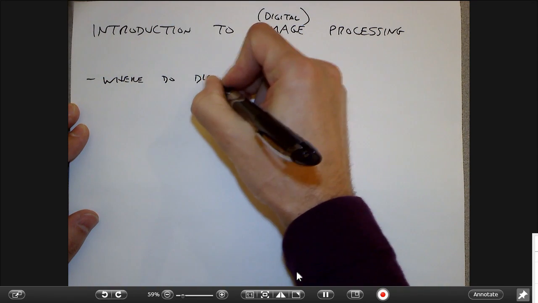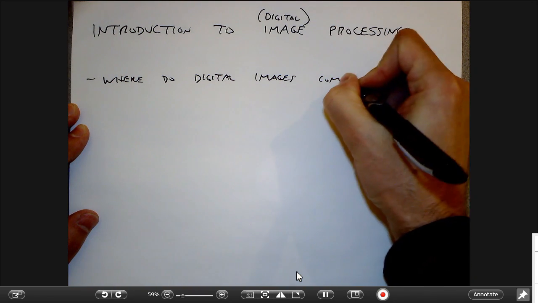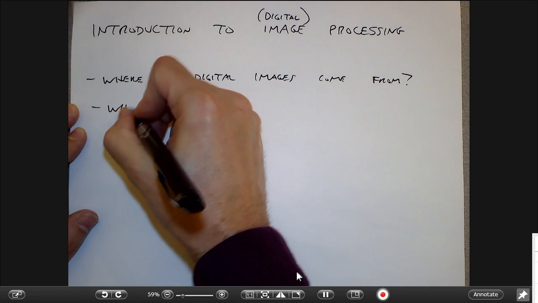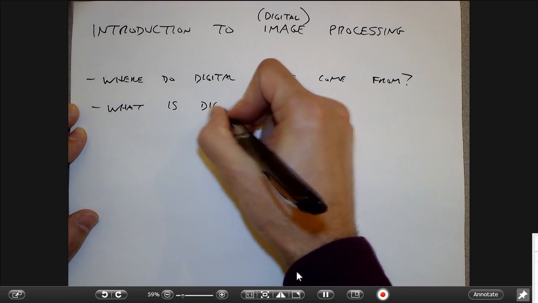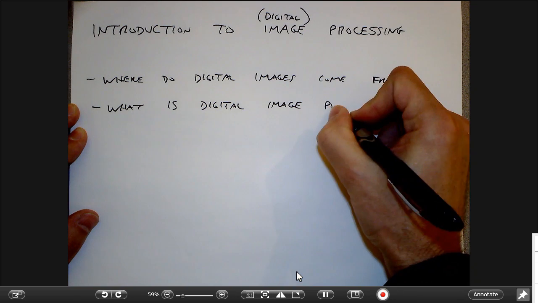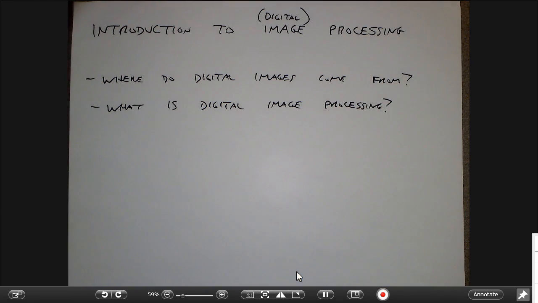Where do digital images come from? And what is digital image processing? That is, what are we going to be talking about in this class? Well, to the first question, it seems dumb, right? Digital images come from a digital camera, right? You take a picture, that's the end of the story, right?